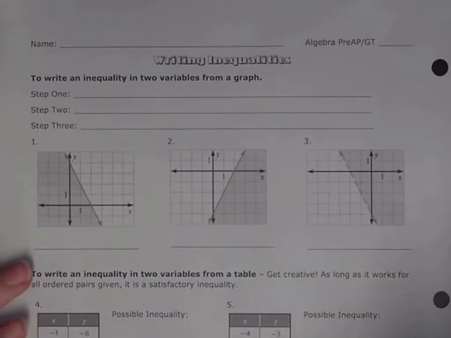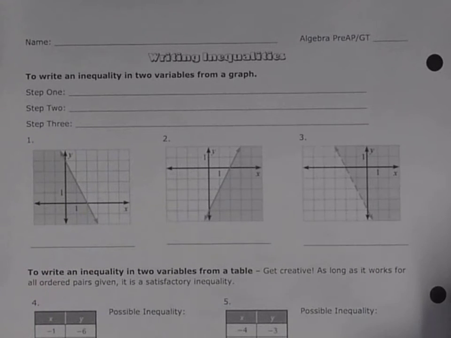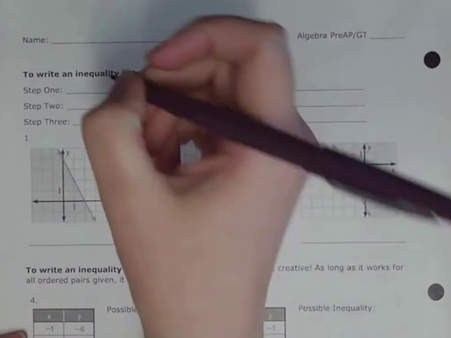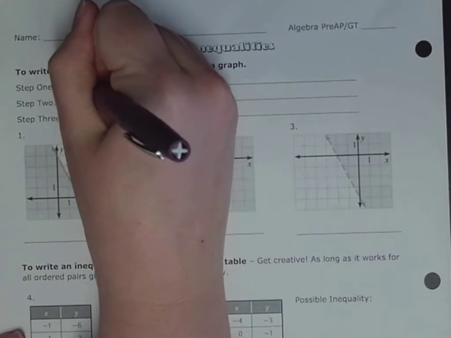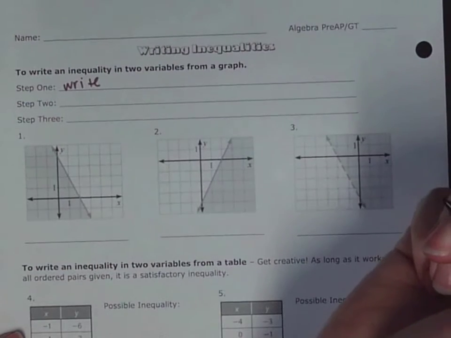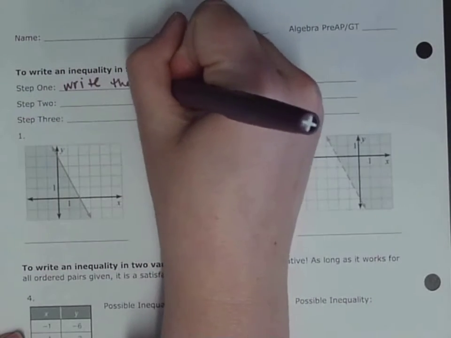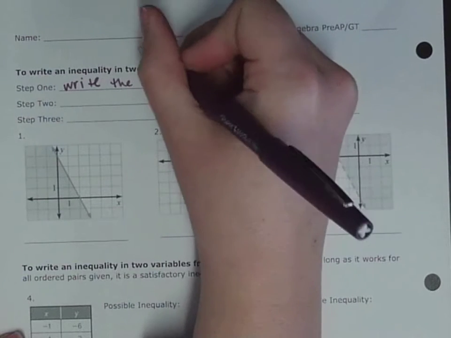Okay, much like graphing, there are some steps that you will take in order to write equations for inequalities. To write an inequality in two variables from a graph, the first thing you're going to want to do is write the equation for the borderline, but you're going to leave out the equal sign.